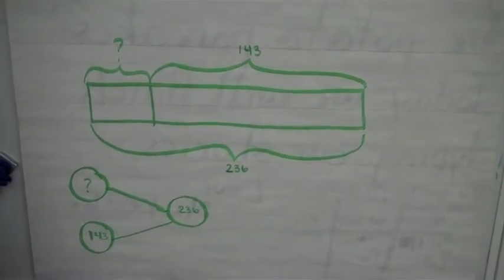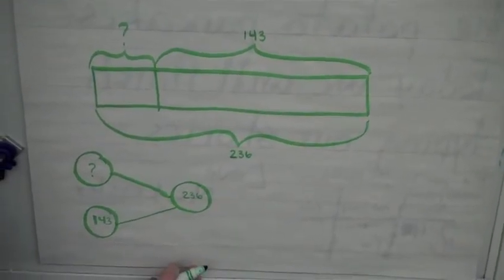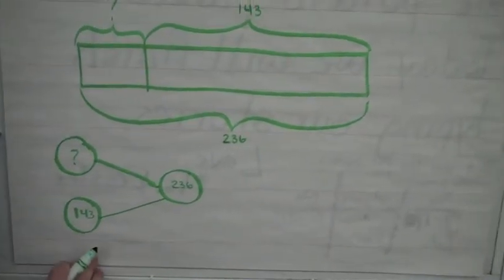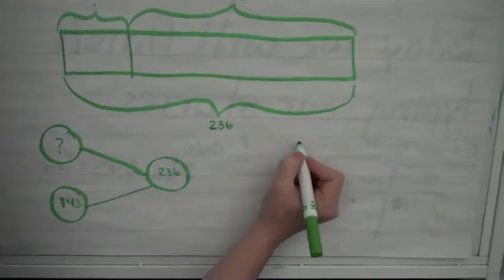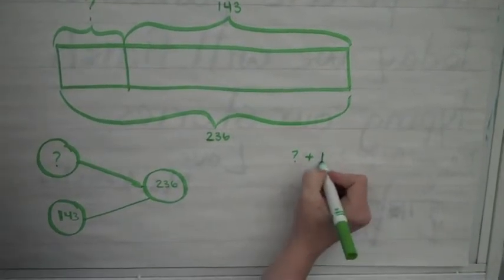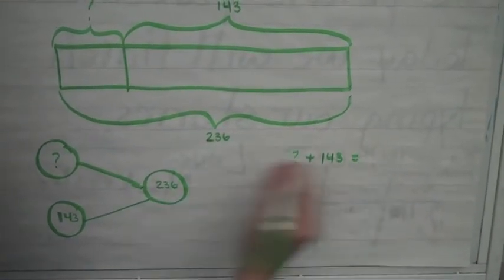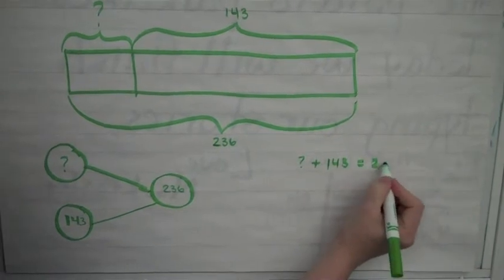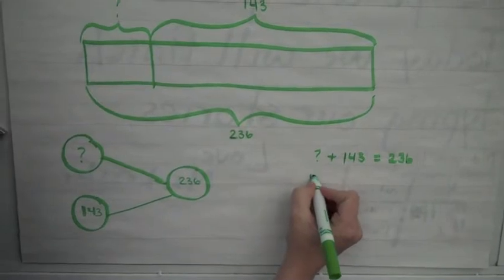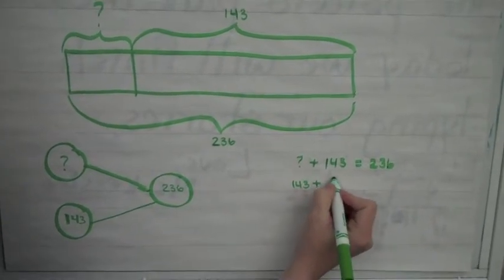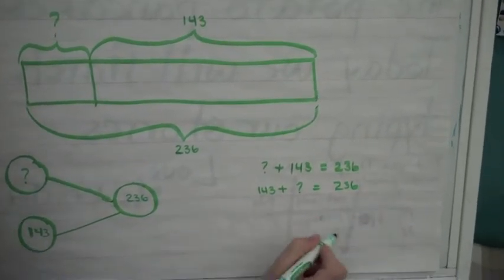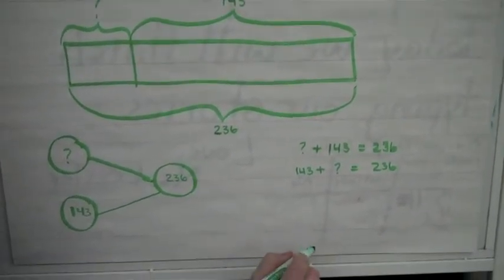So again, just like I did the first model, I'm going to solve for my facts. So one of my facts, I know that something plus 143 will give me 236. And again, 143 plus something will give me 236. Now I have to do the subtraction facts.